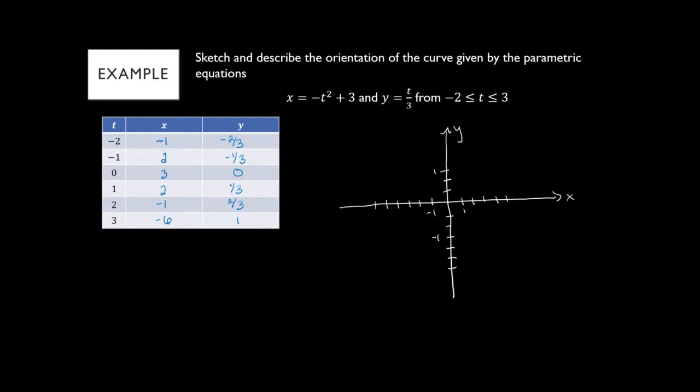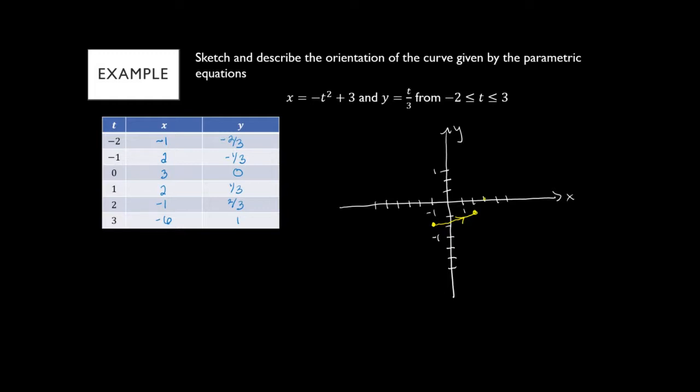So I'm just using the table to try to figure out what numbers I'm going to pick. Now you're going to graph your x and y values. So at -1, we're at -2/3. And then at 2, it's -1/3. Then I'm going to connect those and draw an arrow to show I'm going from the first point to the second point.